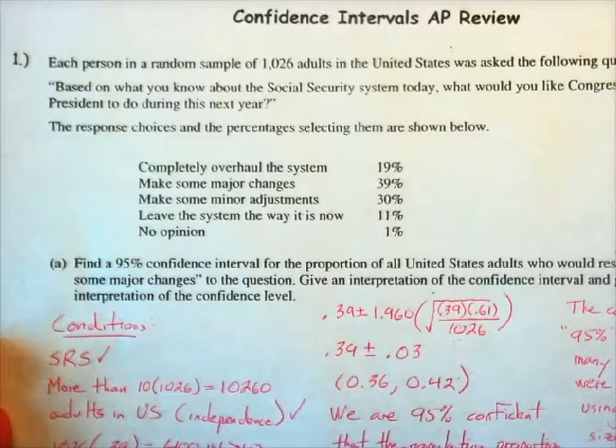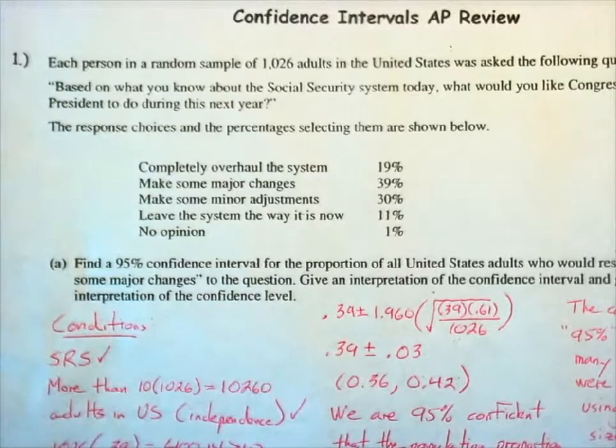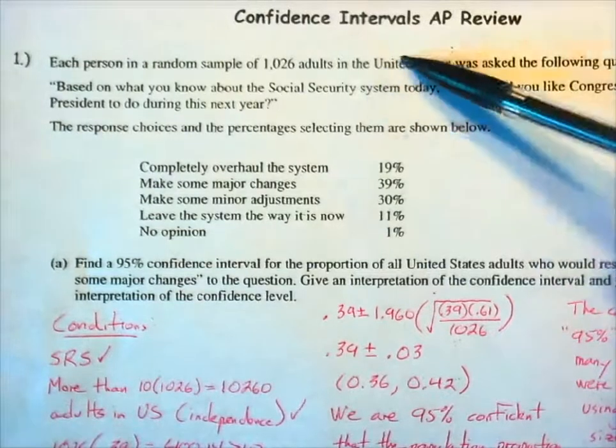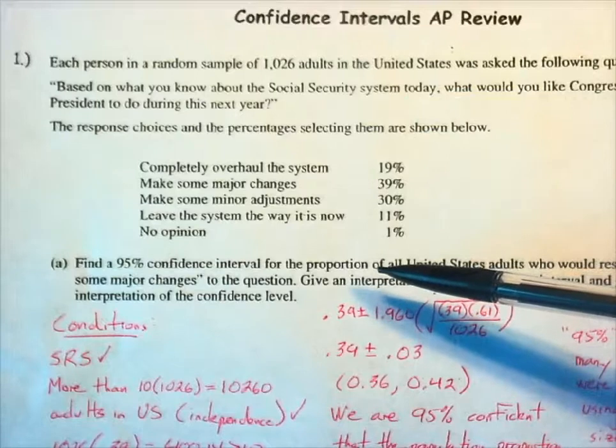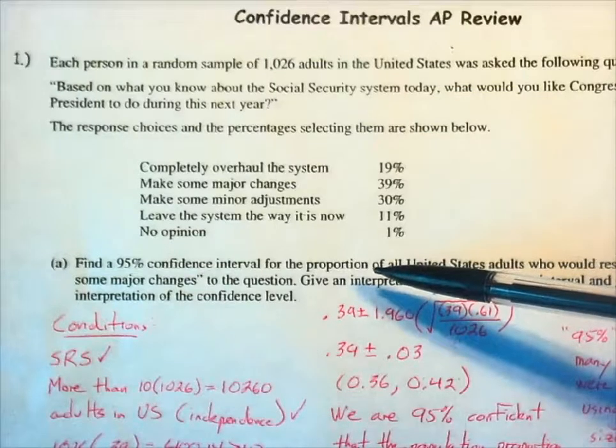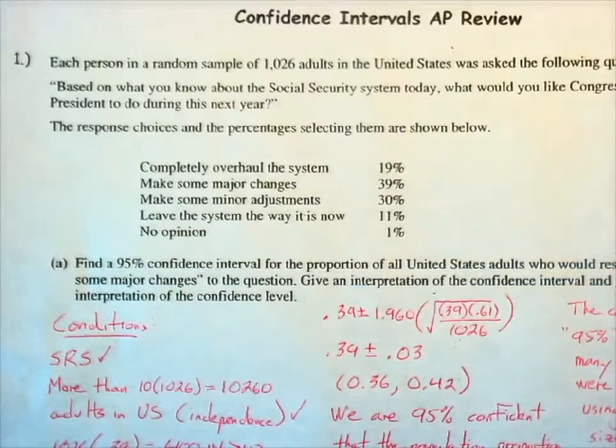Hi there. Here's my take on the first of the AP review questions over confidence intervals. Again, like I've said many times, make sure you read the entire setup for the question and inspect the data, and then look at both parts of the question, part A and part B, that you need to answer before you begin to write. I'll be honest though, part A has quite a bit.